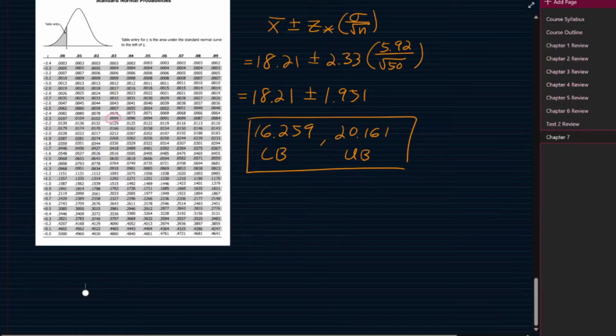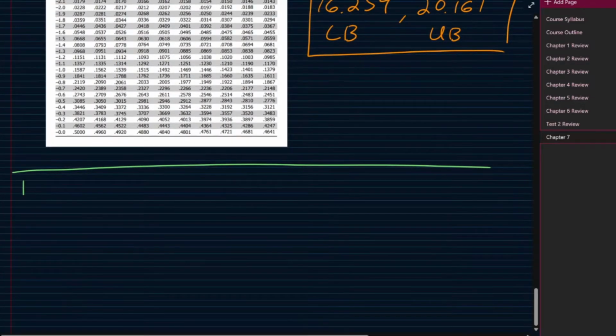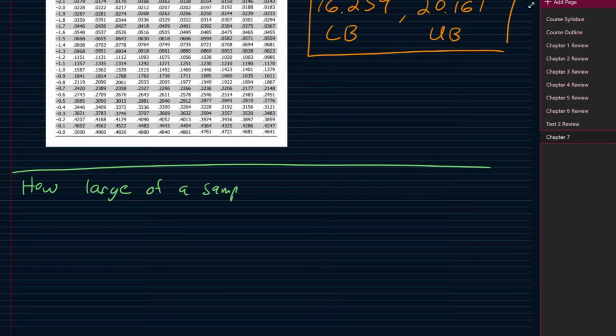And the last thing I want to talk about from this section is the sample size that you need to guarantee being able to use this estimation. How large of a sample is necessary to make an accurate estimate?